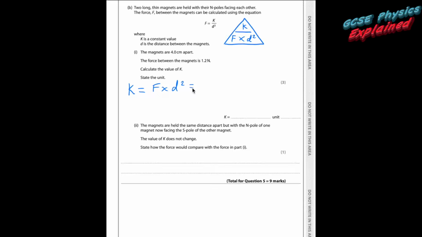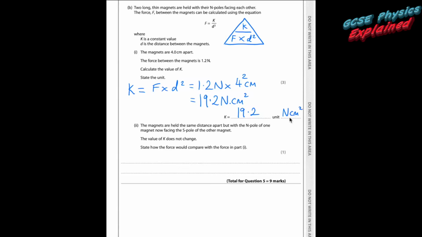Pop the numbers in. 1.2 newtons times by 4 squared. And that equals 19.2. Now that 4, the units was centimetres, and because it's being squared, that turns it into centimetres squared. So we've basically multiplied newtons by centimetres squared. So it's 19.2, and that's newtons centimetres squared.